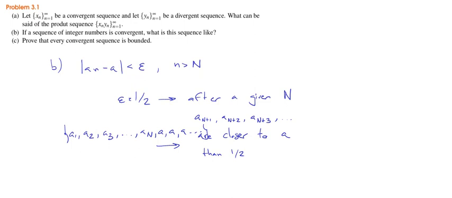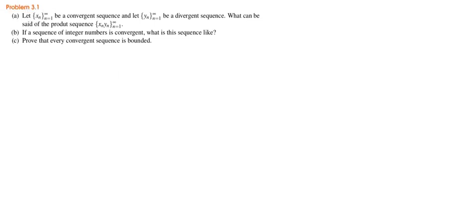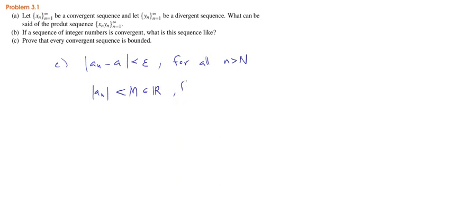Okay, so now the last one: prove that every convergent sequence is bounded. So again, if a sequence is convergent, we have |a_n - a| is smaller than epsilon for all n greater than a capital N that we have chosen. Now, if a sequence is bounded, that means that the absolute value of a_n is smaller than M, where M is a real number, for all n.